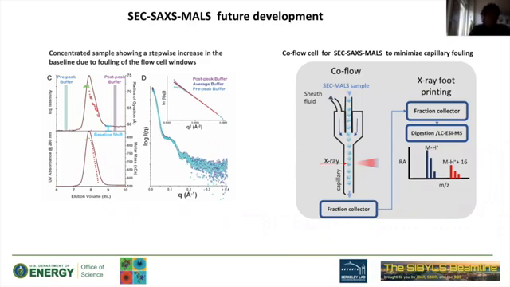We play with the idea of using co-flow. We worry that high throughput SEC-SAXS will be lacking in speed, so we are still negotiating with this. We found a way: when we run a standard protein before your samples, we slightly eliminate the capillary folding and the artifact in this baseline shift, as you can see here on the panel.